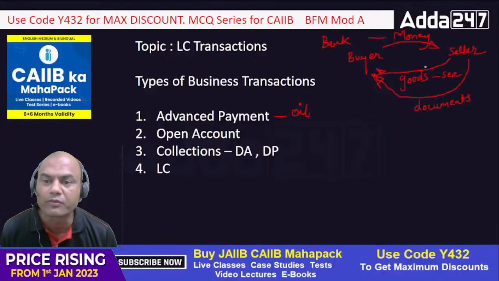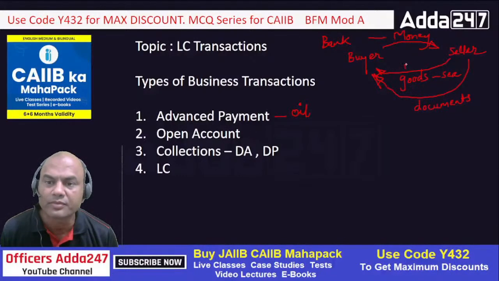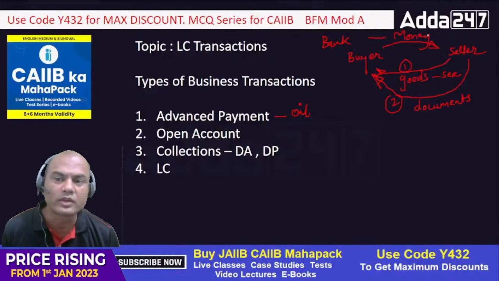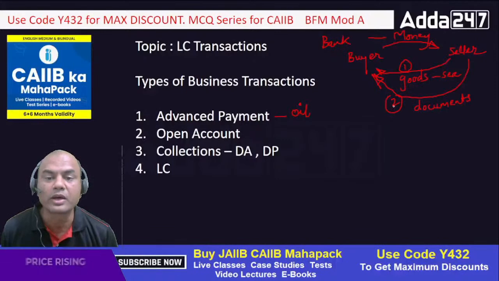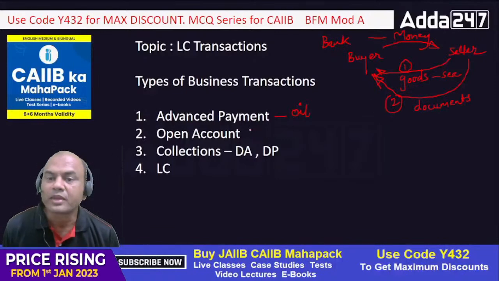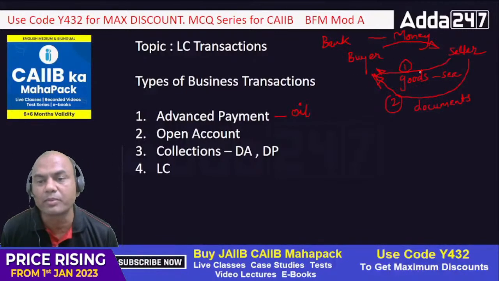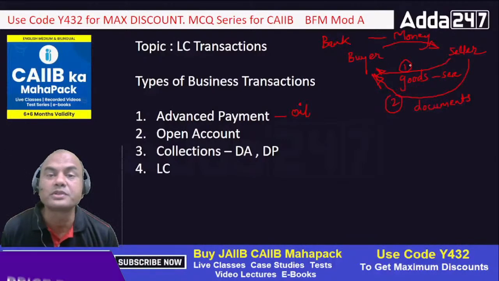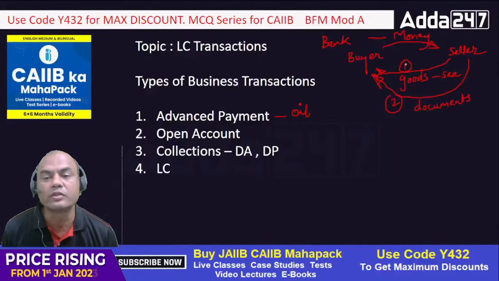Open account means everything over here, step number 1 and step number 2, is handled between the buyer and the seller only. There is no one in between, and step number 3 is handled by the banks. So that is trustworthy, but the remaining two are a problem, right? That's why anywhere the banks, or any NBFC, or any institution is not involved, there it's always a risk.